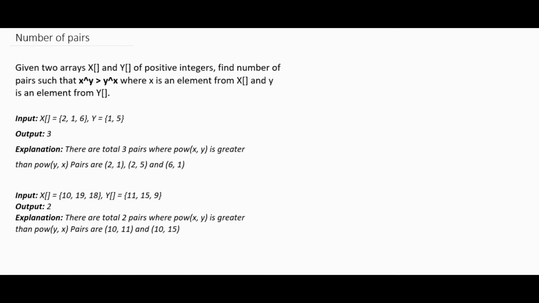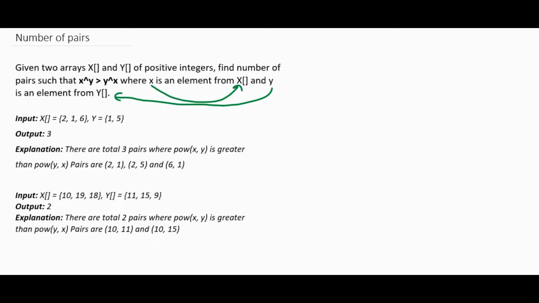Hello everyone. Today we are going to solve this question, number of pairs. So let's see what the question is. Given two arrays x and y of positive integers, find the number of pairs such that x to the power y is greater than y to the power x, where x is the element in x array and y is the element in y array.